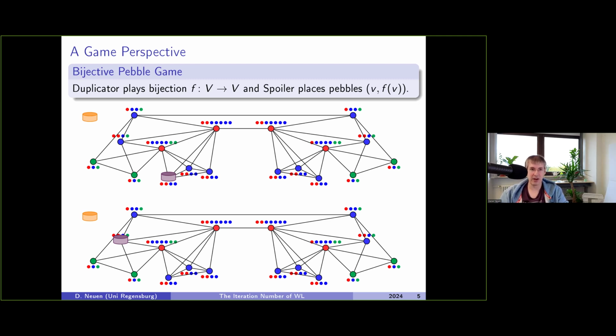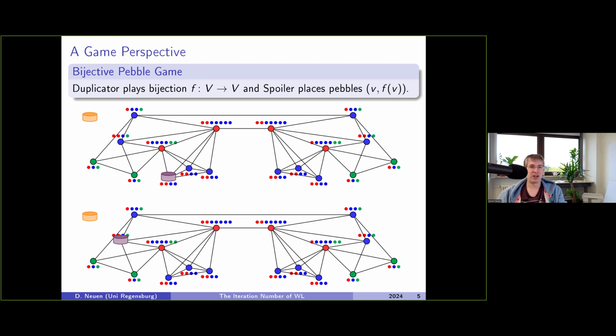And you can see I've placed the 2 pebbles on vertices that will get different colors in the color refinement algorithm, because the multisets of the neighbors are different. And I now claim that spoiler can win this game. Okay, and again, I will try to explain it so that you can see the correspondence to the color refinement algorithm. So what will happen now is duplicator.